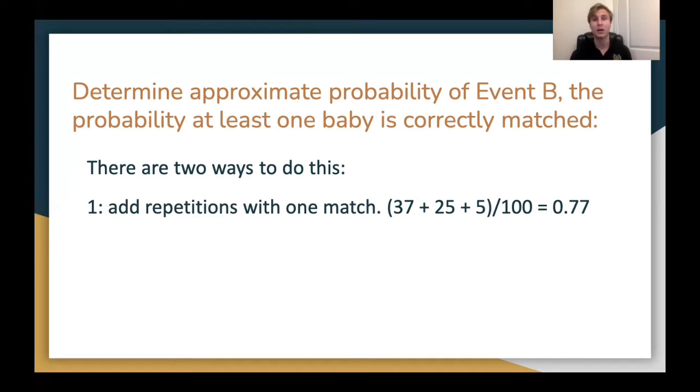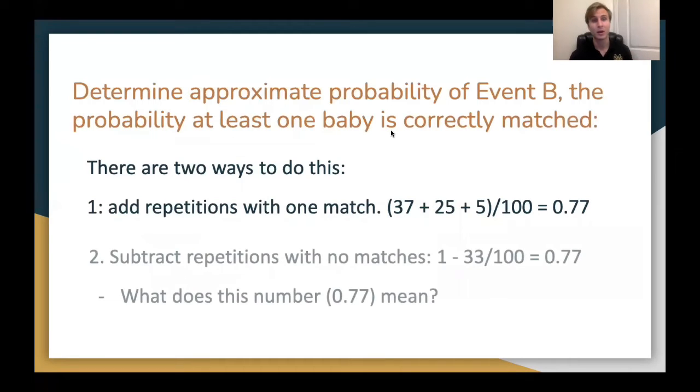That all counts. So we add that up: 37 with one match, 25 with 2 matches, and then 5 with perfect matches. And then we divide that by the number of trials we did, which is 100, and that gives us 0.77 as the probability that at least one baby is correctly matched. And the second way to do that is we subtract repetitions with no matches. So we do 1 minus the probability of there being 0 matches, which is 33 divided by 100, and then we get 0.77 again.